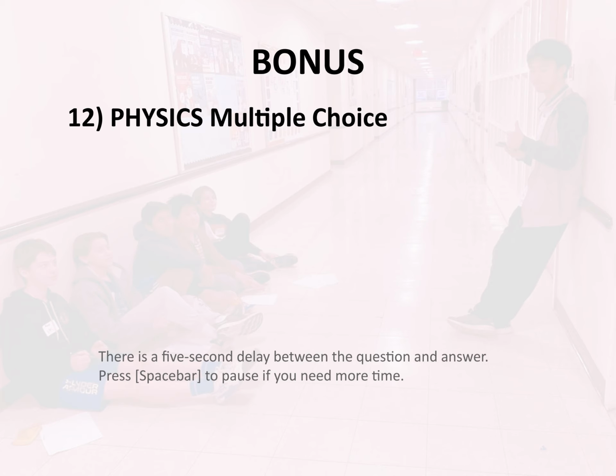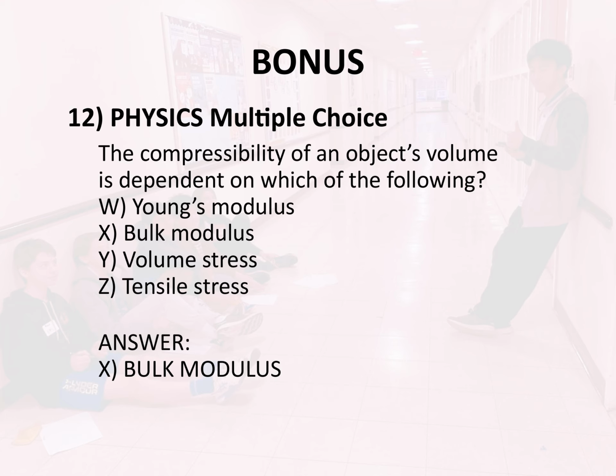Bonus 12. Physics. Multiple choice. The compressibility of an object's volume is dependent on which of the following? W. Young's modulus. X. Bulk modulus. Y. Volume stress. Z. Tensile stress. Answer. X. Bulk modulus.